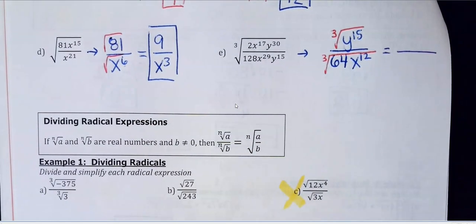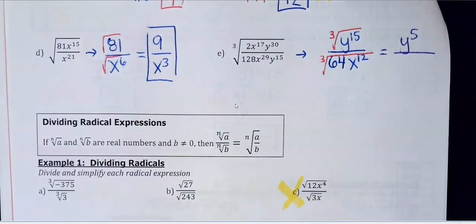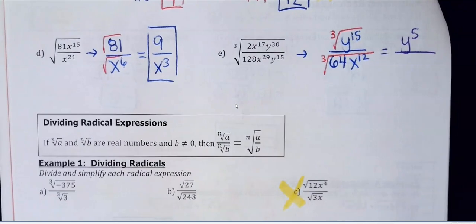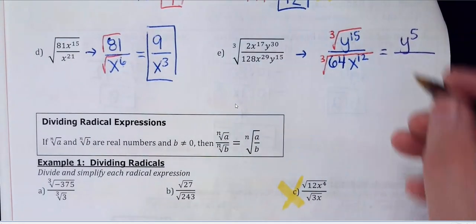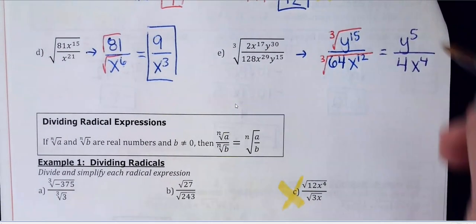Y to the 5th. Good. All right. What about the bottom? Yeah, 4x to the 4th. Perfect. And there's no radical left, and we're good. Is anybody having a question?